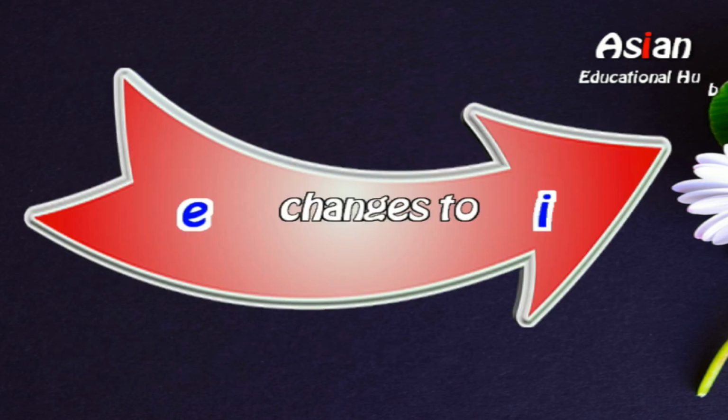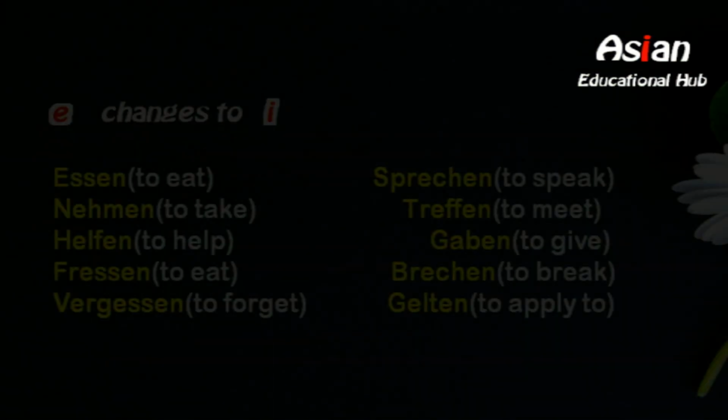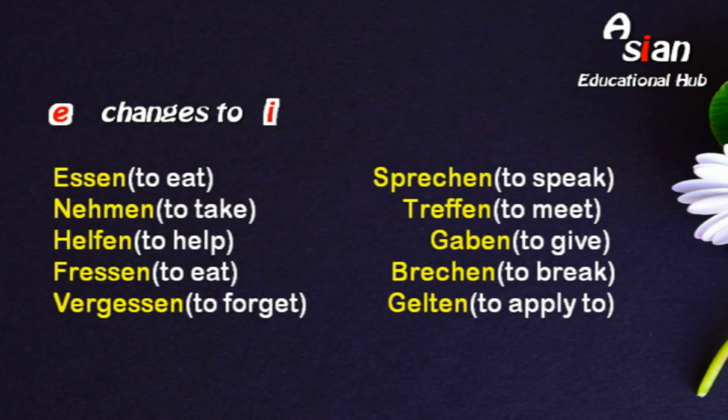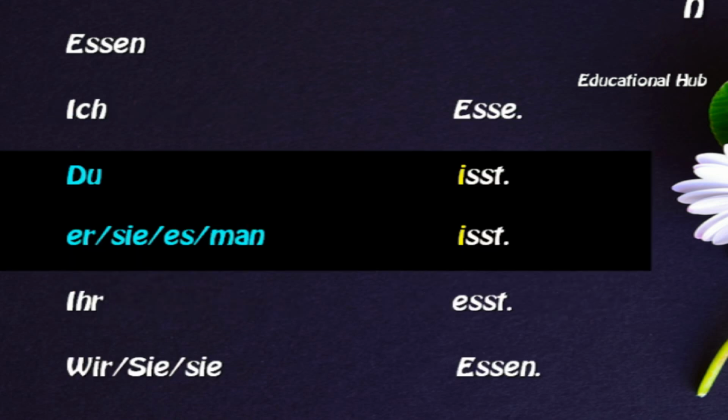Now let us see second type of verbs where e changes to i. Here are some verbs: essen, sprechen, nehmen, treffen, helfen, geben, fressen, brechen, vergessen and gelten. Let us see first one, essen. Ich esse, du isst, sie/es/man isst. So we have replaced here e with i. Ihr esst and sie essen.